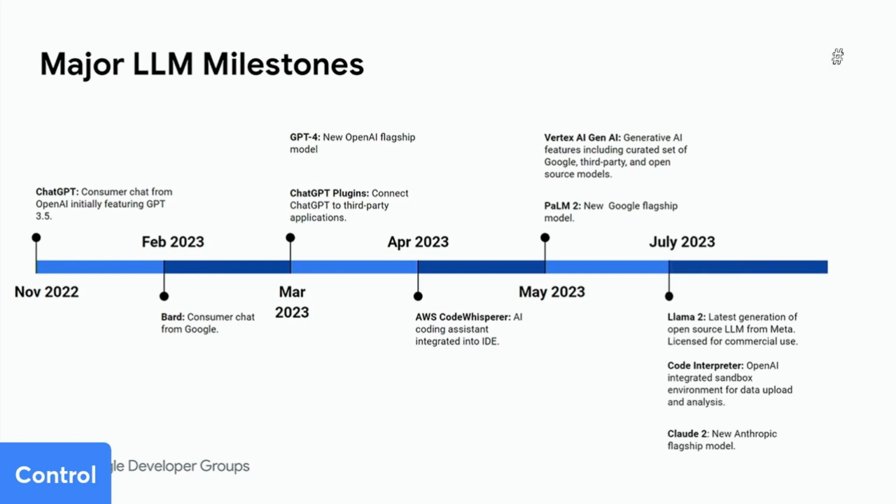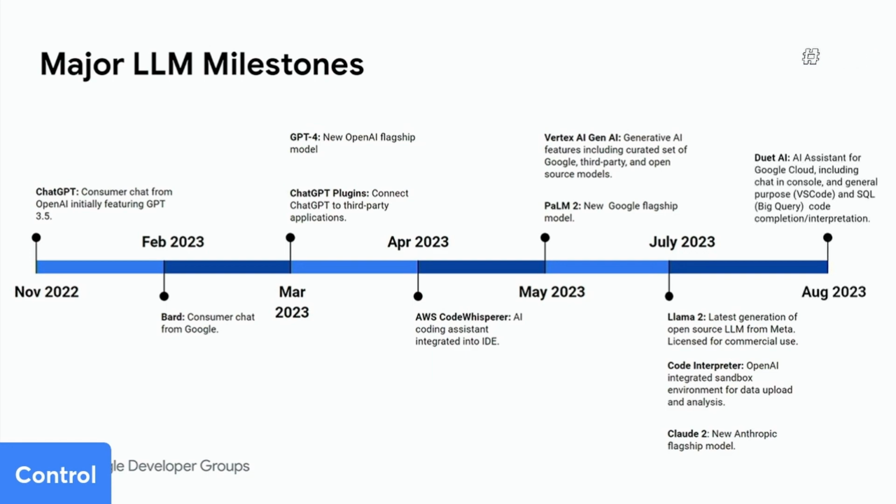In July, Llama 2 came out from Meta. This is important. It's an open source model that is, with a small asterisk, usable in commercial settings. This is a very, very important development. OpenAI came out with Code Interpreter. I'll talk a little bit more about that later. And Anthropic came out with Claude 2, their latest flagship model.